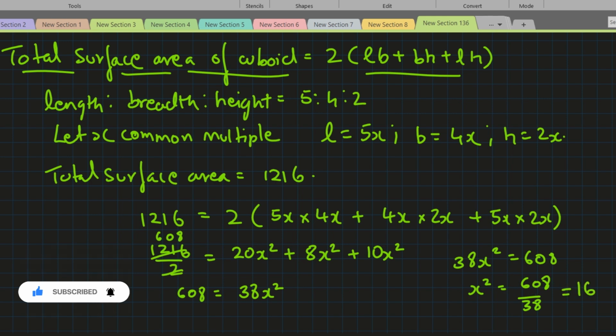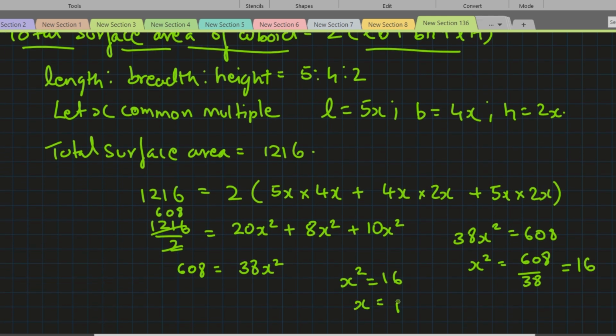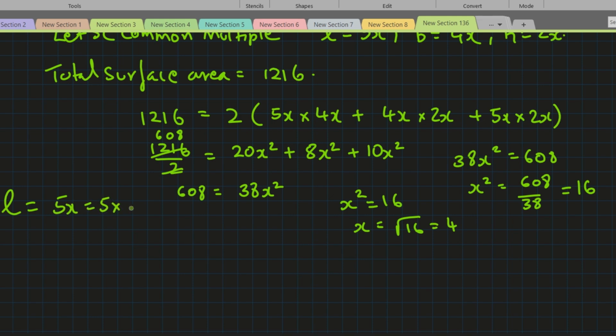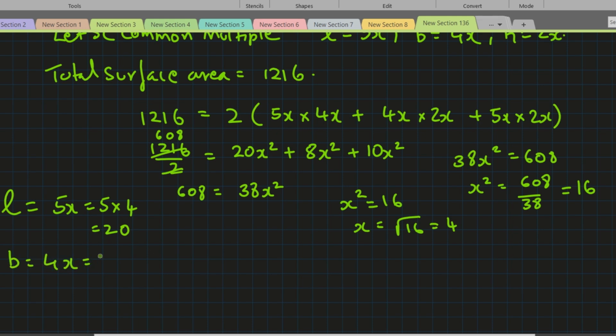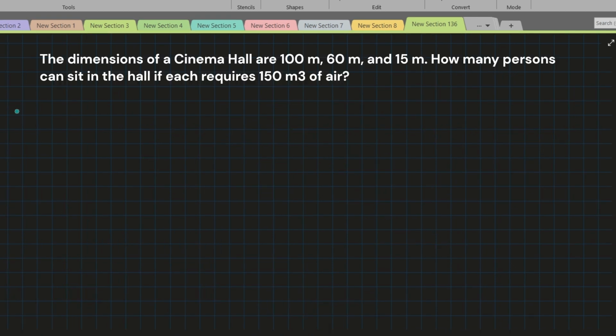So we take square root on both the sides. We get x is equal to 4. Now we substitute the value of x in length, that is 5x, which is equal to 5 into 4, we get length as 20 and breadth as 4 into 4, that is 16, and height is equal to 2 into 4, which is equal to 8.